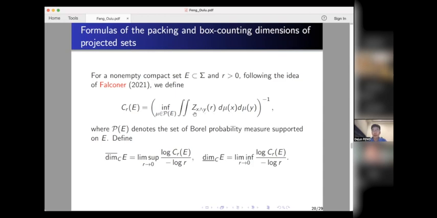G(x,y,R) is a special kernel. We take a double integration with respect to x and y over all probability measures supported on E, and then take the reciprocal. Here C_R(E) is called the R capacity of E. Then we can define the so-called upper capacity dimension and lower capacity dimension in this way.